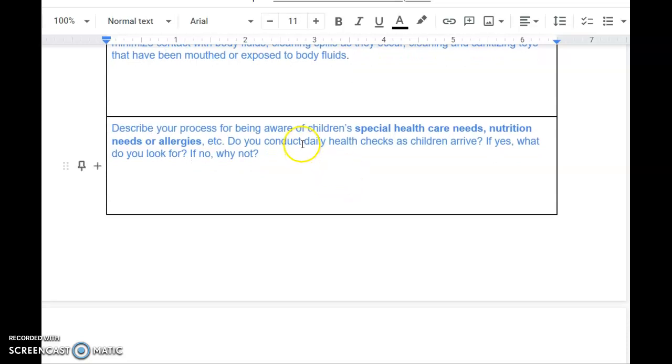Describe your process for being aware of the children's special health care needs, some nutritional needs, or maybe some allergies. Do you conduct daily health checks when the kids arrive? If you don't, something to think about. Talk to your co-op teacher if this isn't happening, or if you don't know about nutritional needs or allergy issues. Talk to your co-op teacher and find out about it, please, and then fill this out.